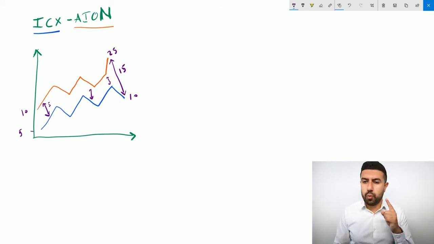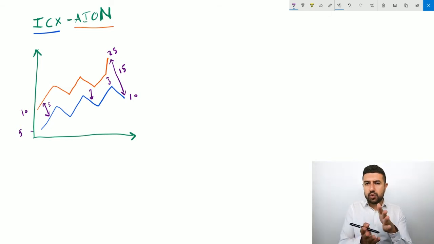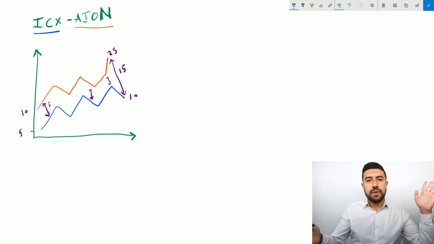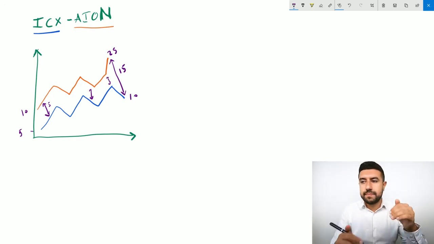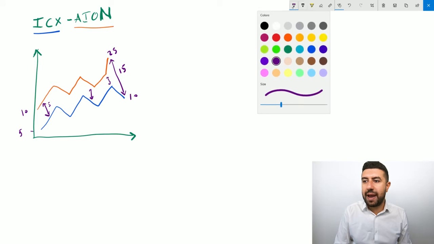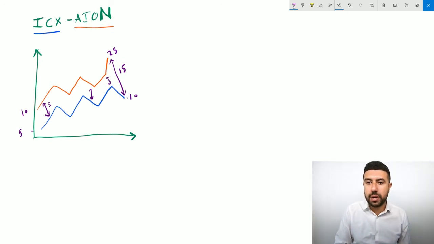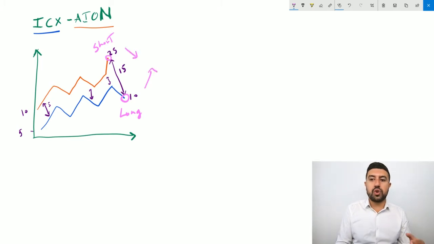So looking at it like this, we kind of predict that these two currencies that are very correlated, that move together, have now deviated from each other. And if they deviated from each other, what we believe is going to happen is that they're going to converge back. So we expect them to converge back to one another. So what do we do? We're going to get into two different positions. We're going to get into a long position. We're going to buy this one, which is ICX. We're going to long this one, and we're going to short this one, because we expect this one to go up and this one to go down for them to converge back.